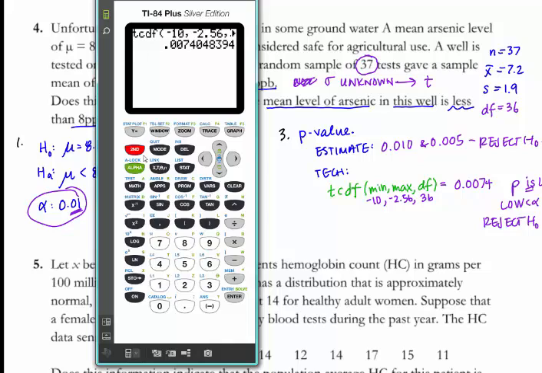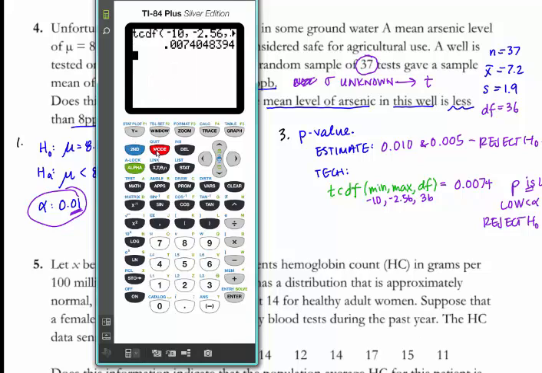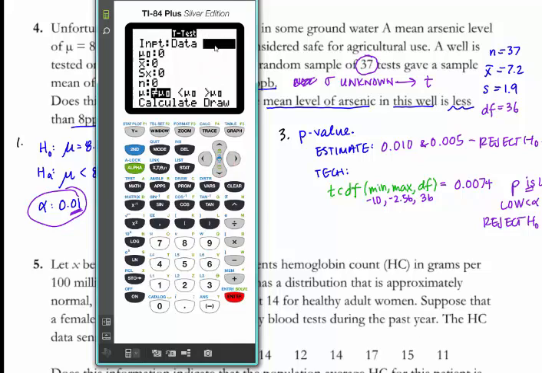Also in the stat menu, so let me get out of here. The stat menu allows us to run tests. We also were able to find intervals in here. We're running a t-test, number 2. We're going to put in summary statistics, so highlight stats and press enter. The null hypothesis, mu naught, is the thing we assume to be true. That was 8.0 from the problem.